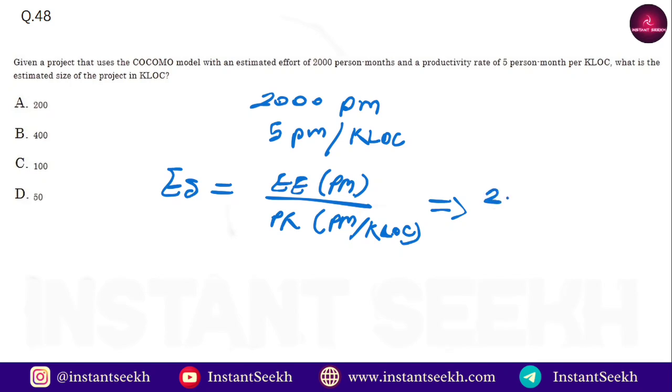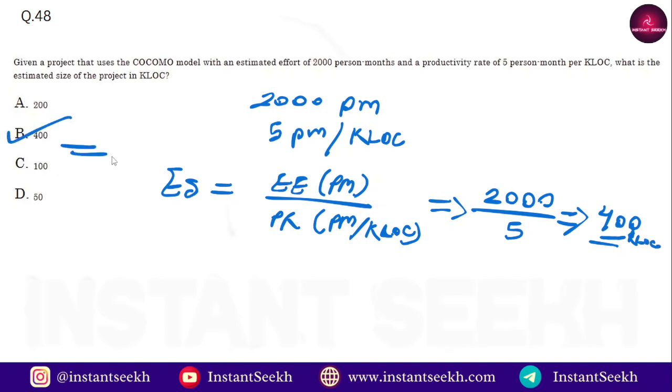So we have 2,000 persons per month, and we have productivity rate as 5. So straight away you can calculate, this will come to 400. So estimated size of the project is 400 KLOC, that is your option number B, your right answer. Okay, let's move to the next.